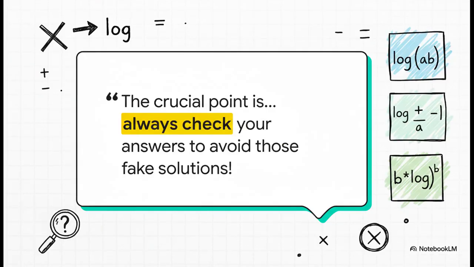So listen, if there's one thing you take away from this last part, it's this. When you solve for x, you're not finished. You always have to go back and check your answers in the original equation. It's the one step everyone forgets, and it's what separates getting the question right from getting it wrong.